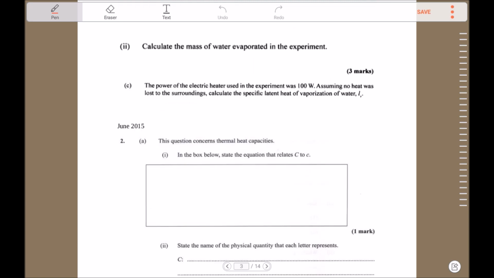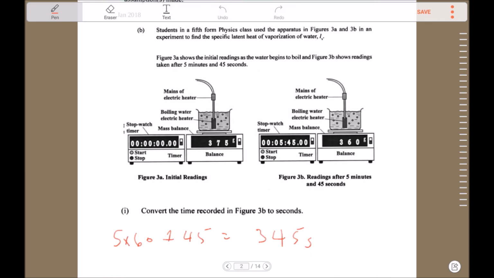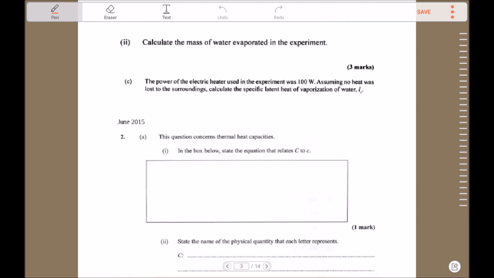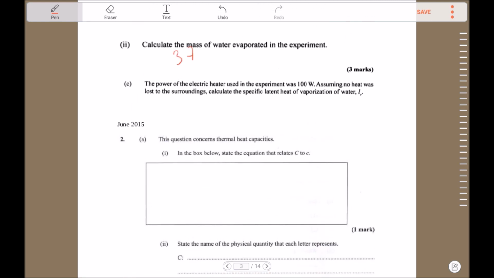Calculate the mass of the water evaporated in the experiment. So I think we just look back on that diagram to get the mass. Alright, so our initial mass is 375 grams and we drop to 360. So that is 375 take away 360, that is 15 grams.